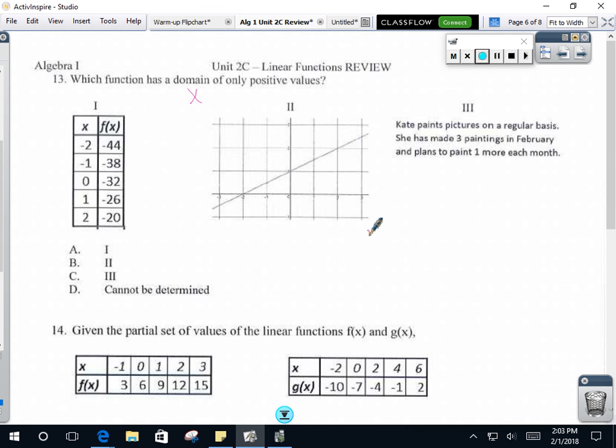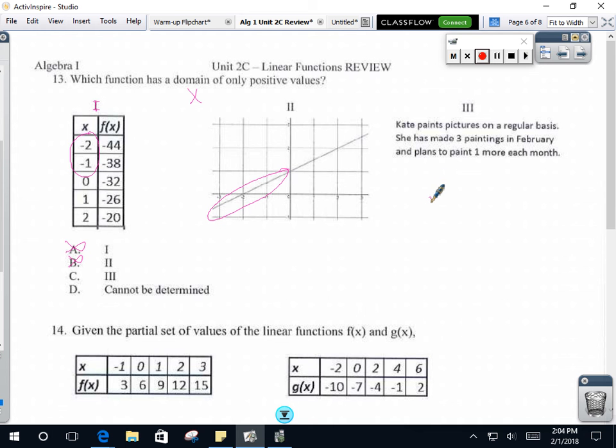All right, back to number 13. Which function has a domain of only positive values? Well, domain is x values, so they want to know which one of these functions has only positive x values. Does function 1 have only positive x values? No, there's 2 negative x values sitting right there, so A is out. Look at graph 2. Are there only positive x values? No, every single thing on this side of the line would have a negative x value, so B's out.